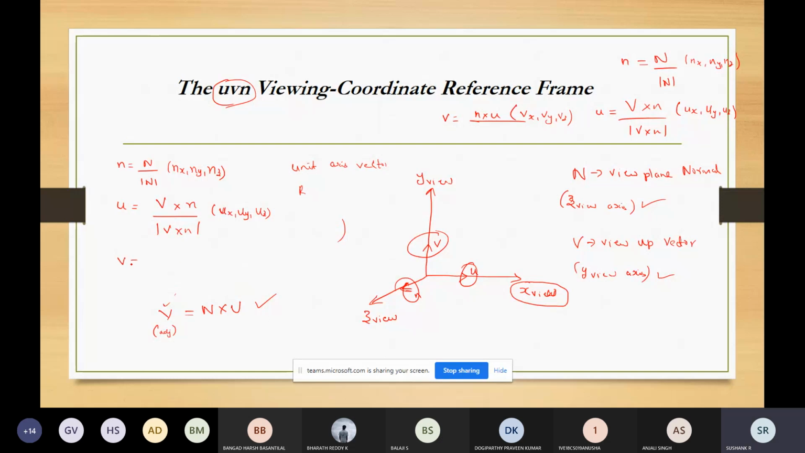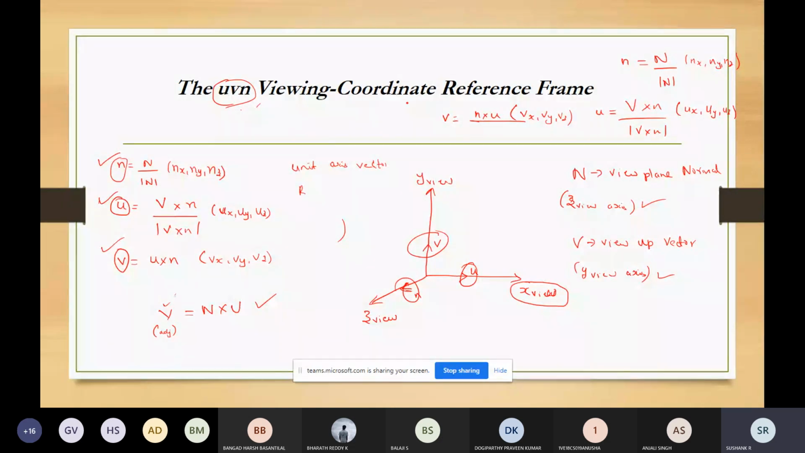Then v is equal to the cross product of u and n, which is vx, vy, vz. So the coordinates which are formed by using u, v, and n are known as the UVN viewing coordinate reference frame. These are the unit vectors which are formed by making use of n, u, v, so we will call it the UVN viewing coordinate reference frame.